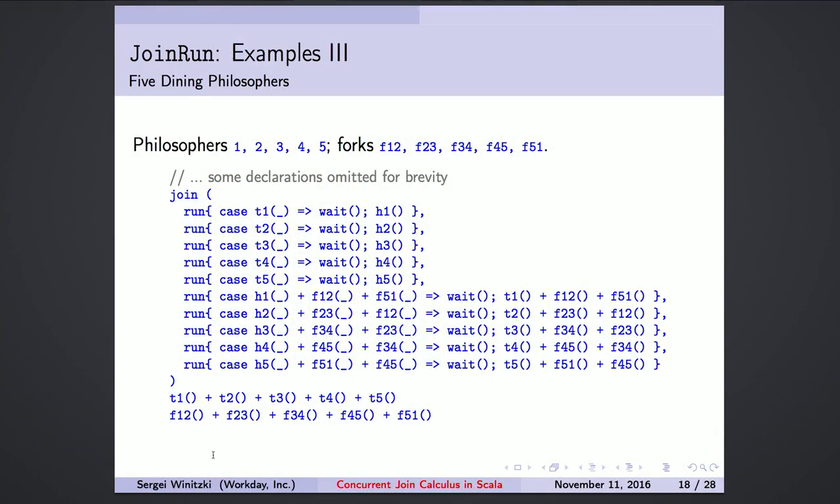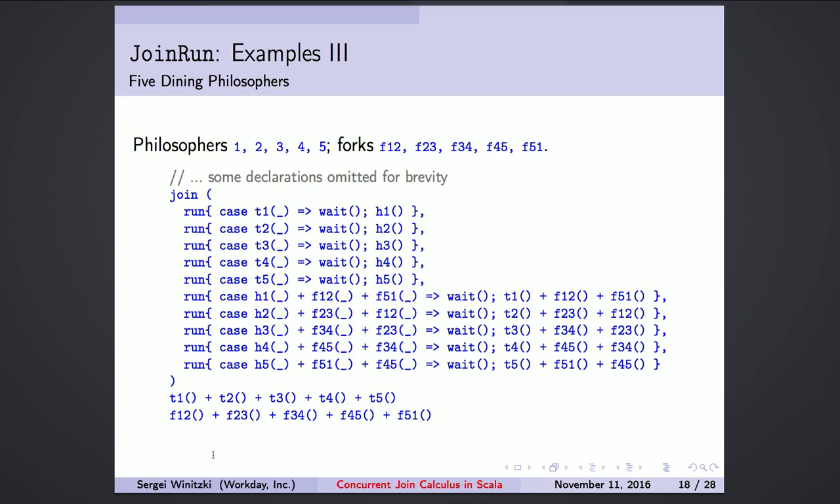This is the code for DiningPhilosophers. There are 5 philosophers and 5 forks. For each philosopher, I have 2 different molecules. I have defined T and H. So this is a thinking philosopher 1, and that is a hungry philosopher 1.